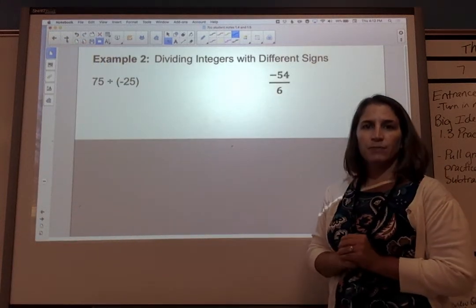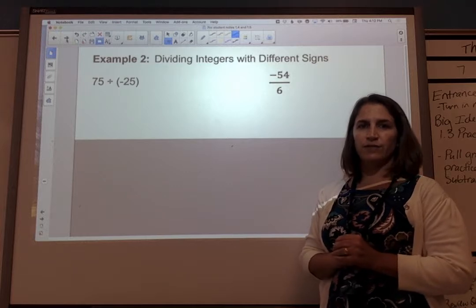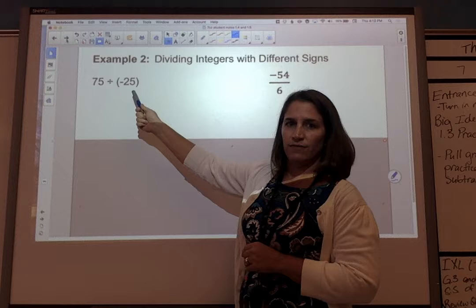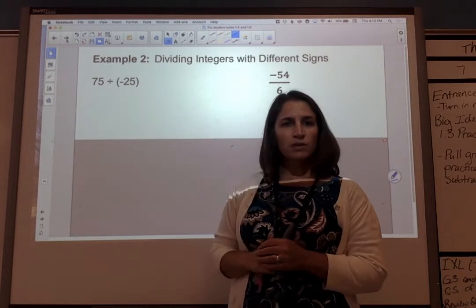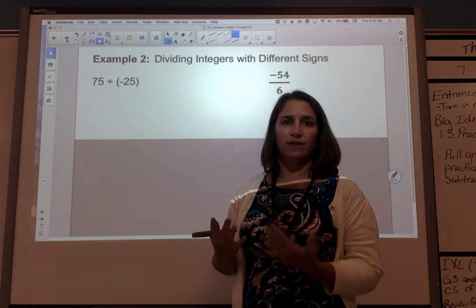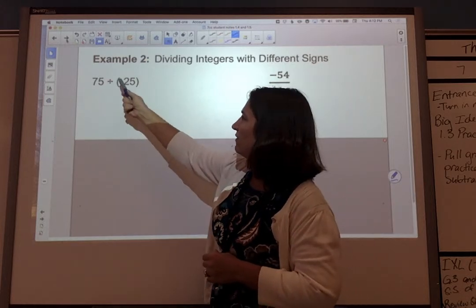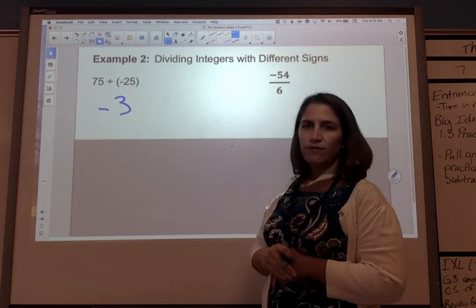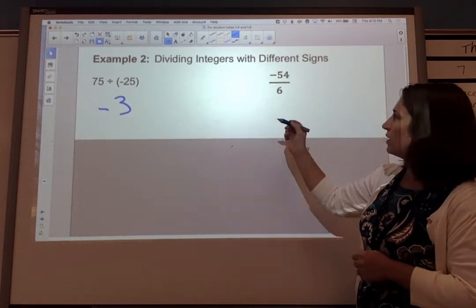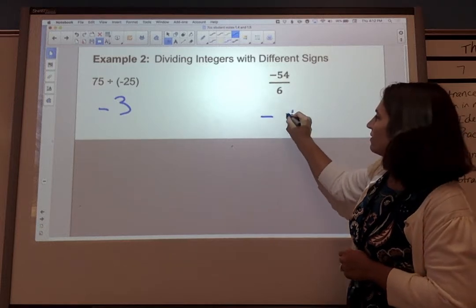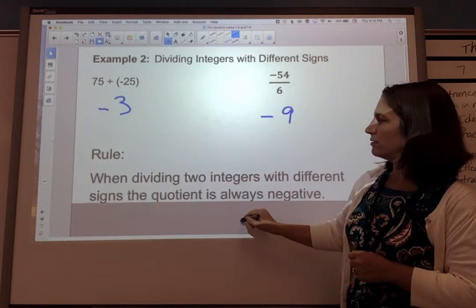Now let's do some examples where we're dividing integers with different signs. Here we have 75 divided by negative 25. Just like multiplication, when we have two different signs, the result is going to be a negative integer. So here we have 75 divided by negative 25. That's negative 3. And here we have 54 divided by negative 6. That's going to be negative 9.